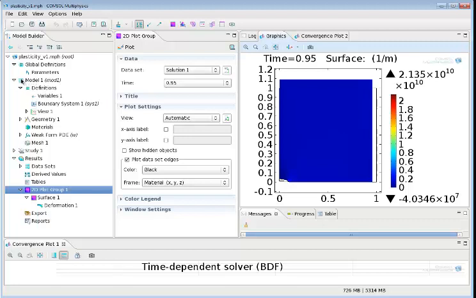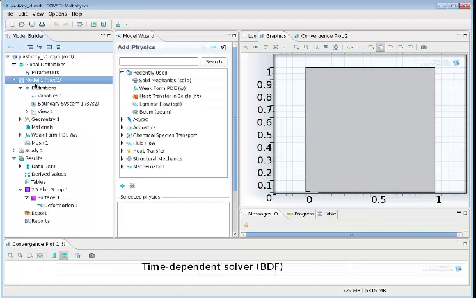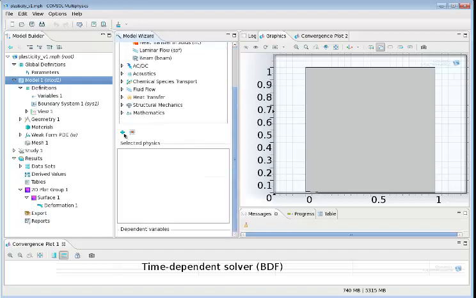And I'm going to try to remember where we start. So let's see if we can add physics from under the model. Let's see what this gives me. So hopefully this is going to be the correct method.